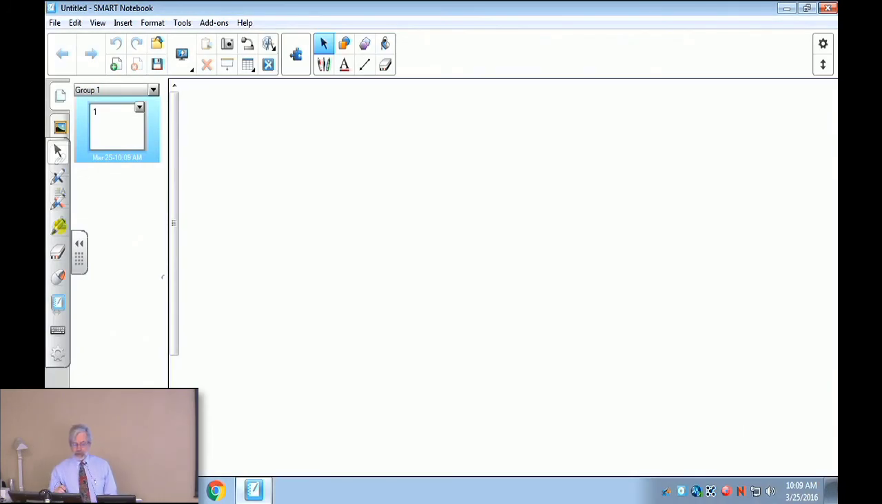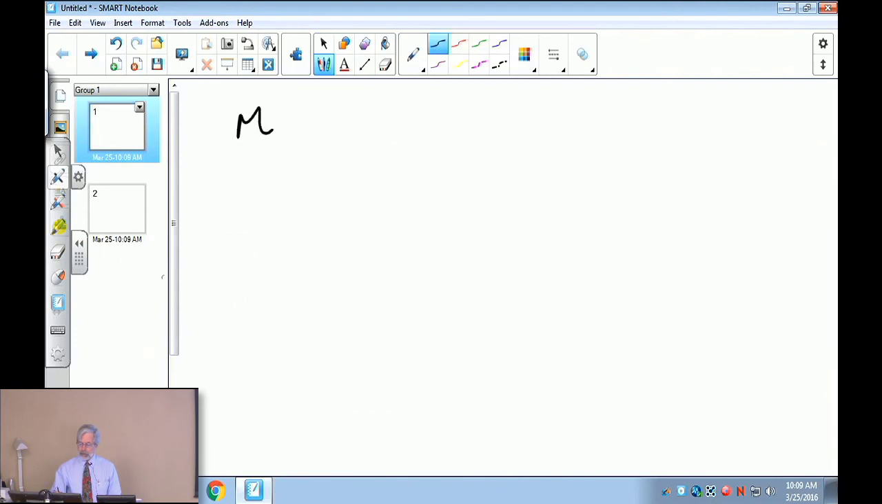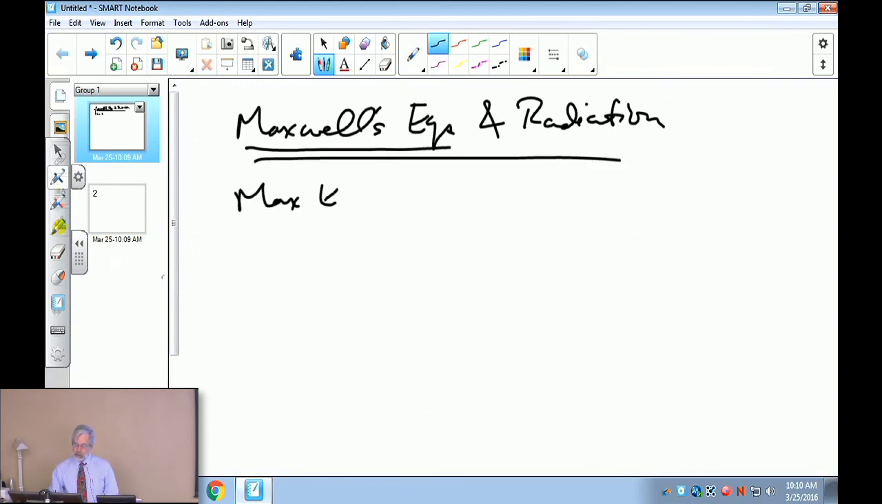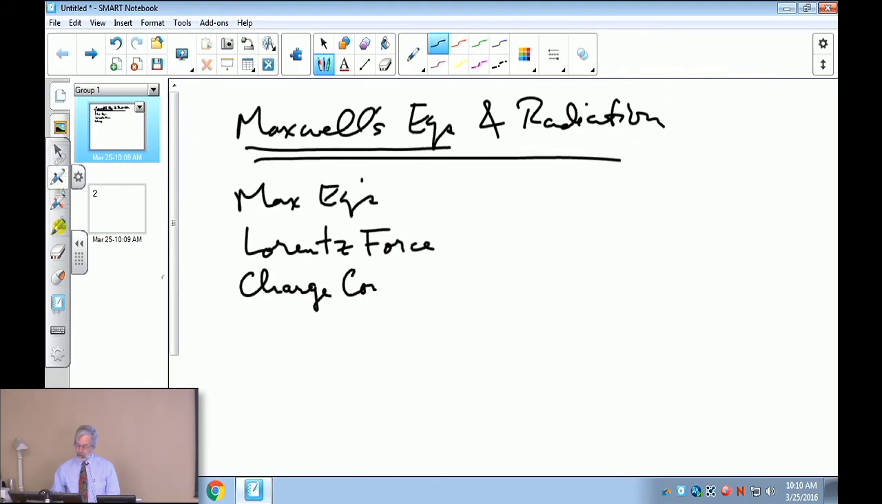So we're studying now in Chapter 6 Maxwell's equations and radiation. And so you should be able to write down the full Maxwell's equations, the Lorentz force, as well as the charge continuity equation. In other words, the conservation of charge. Be able to write those down in terms of E, B, rho, and J.